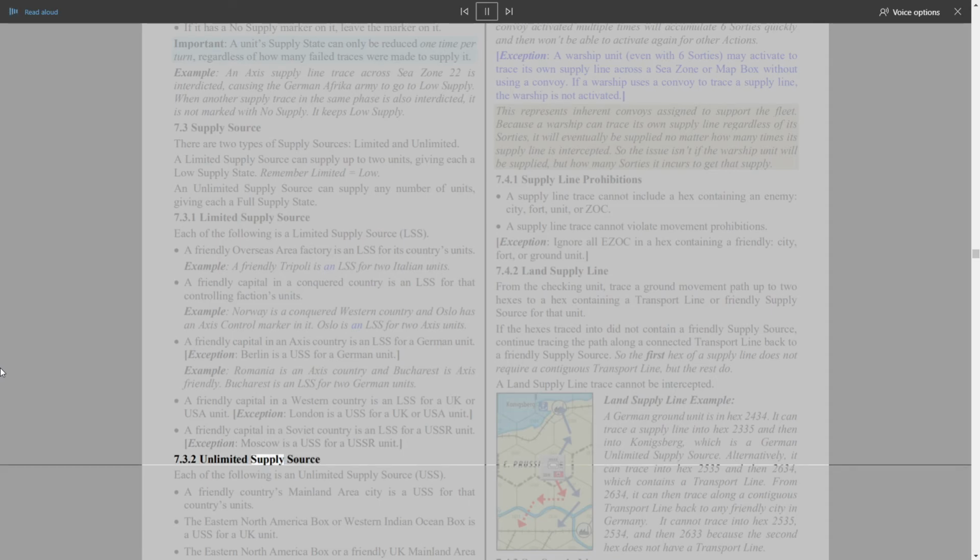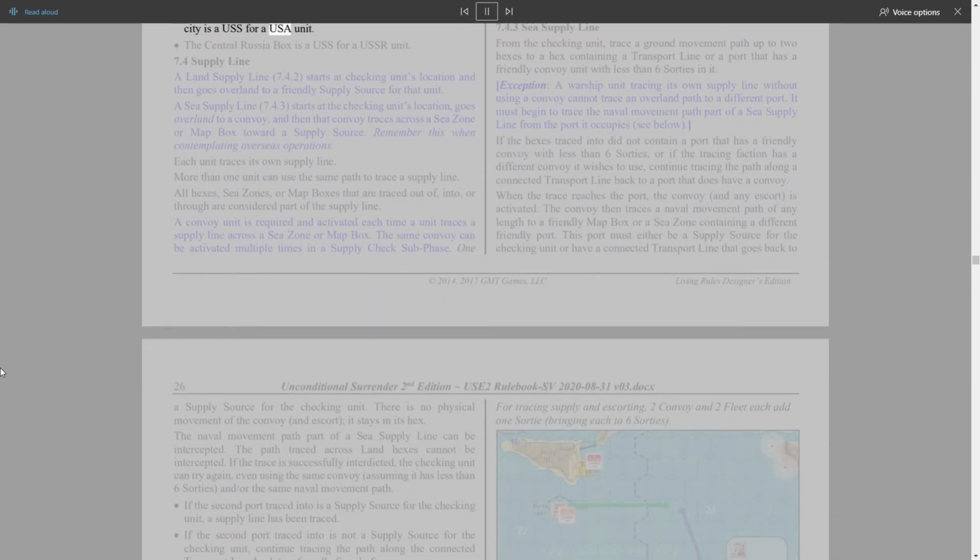7.3.2 Unlimited supply source. Each of the following is an unlimited supply source, a USS. A friendly country's mainland area city is a USS for that country's units. The Eastern North America box or Western Indian Ocean box is a USS for a UK unit. The Eastern North America box or a friendly UK mainland area city is a USS for a USA unit. The Central Russia box is a USS for a USSR unit. 7.4 Supply line. A land supply line.